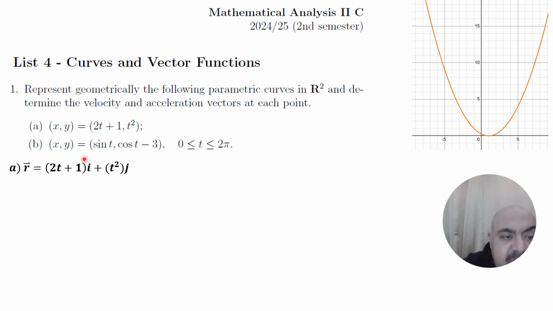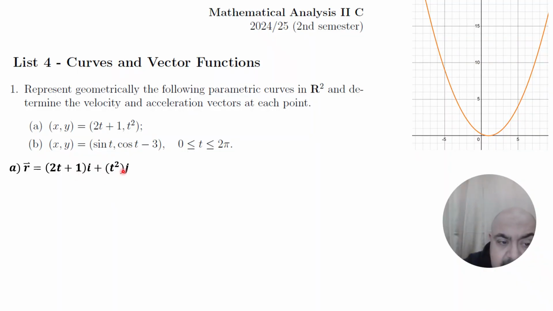If I get the first derivative, I will be able to get the velocity. If I get the second derivative, I will be able to get the acceleration. So just simply differentiate according to the derivative rules. 2t plus 1, if you differentiate, is going to be 2.